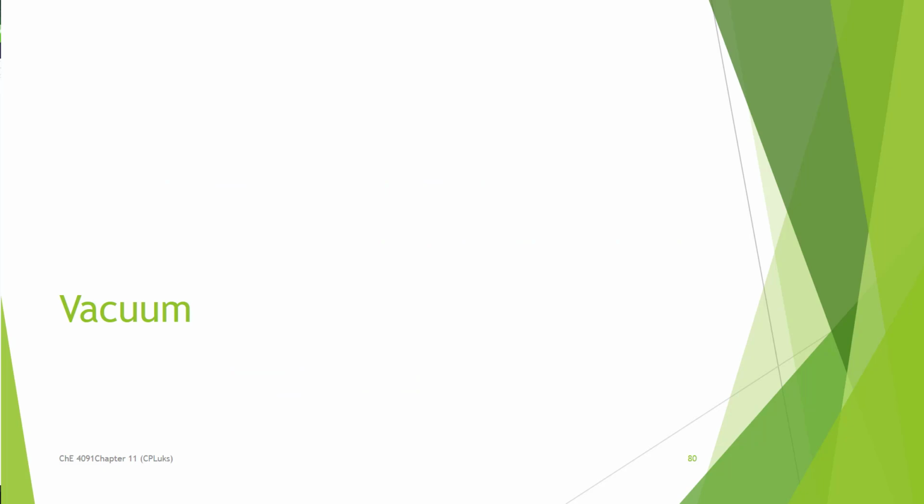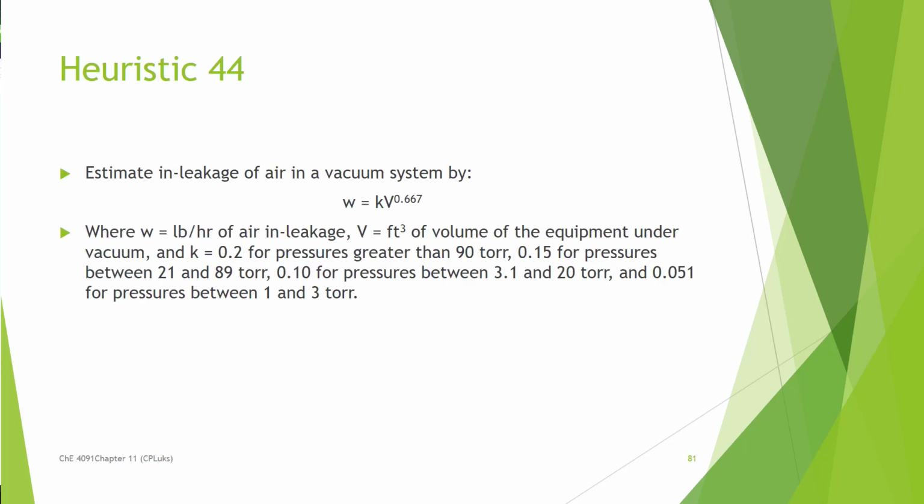Now, vacuums probably are the thing that we have studied least so far in our curriculum. One problem of a vacuum system is it always has some in-leakage. They're never going to be as leak-proof as a pressurized system. And so there are formulas for estimating how much we should expect, and this is one that's recommended.